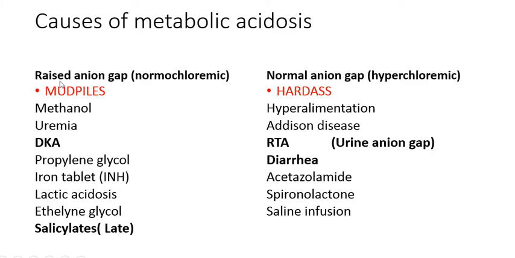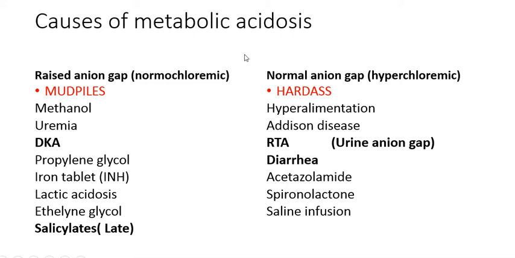Memorize this. The commonest cause of metabolic acidosis with raised anion gap is diabetic ketoacidosis, DKA. Diabetic ketoacidosis is so important. It's a metabolic complication of type 1 diabetes, right? And salicylate, late stage of salicylate, causes metabolic acidosis with raised anion gap. And these are the other causes. The main causes of metabolic acidosis with normal anion gap are renal tubular acidosis and diarrhea. Renal tubular acidosis we'll talk about in another slide. There are 4 types of renal tubular acidosis. I'll talk about that in another video, sorry.